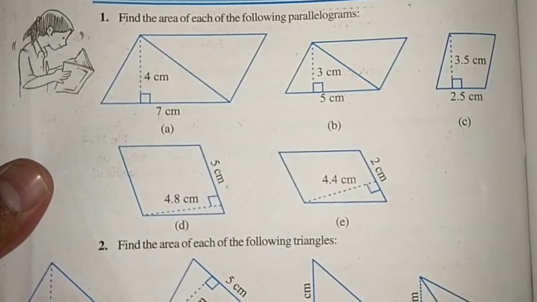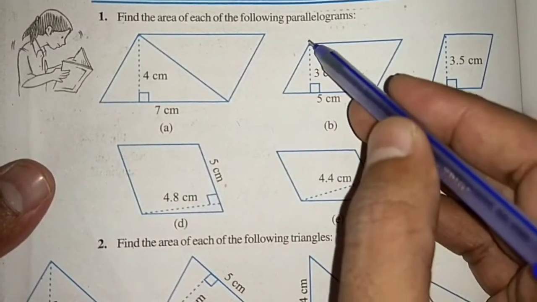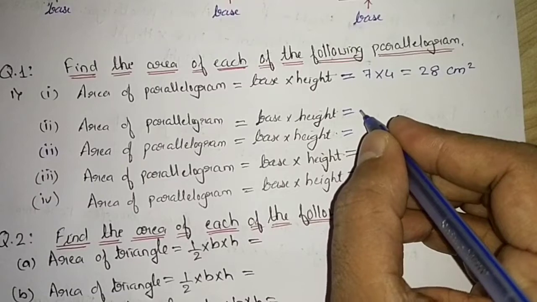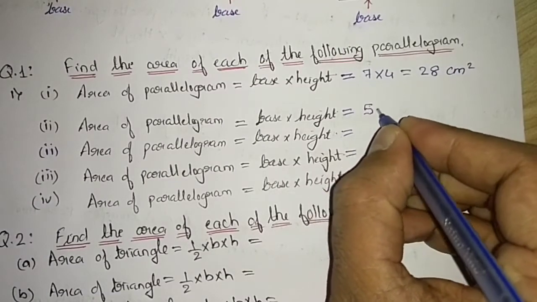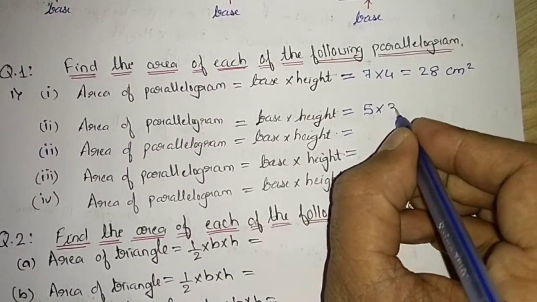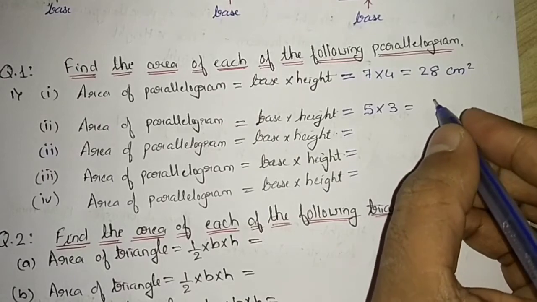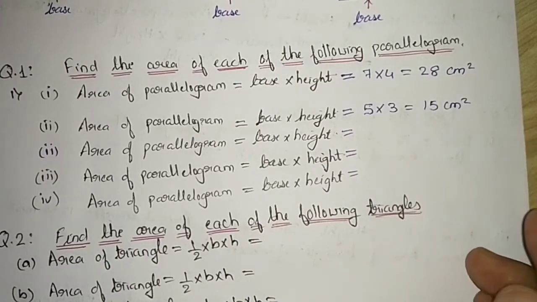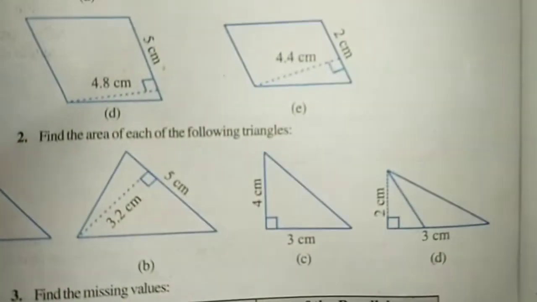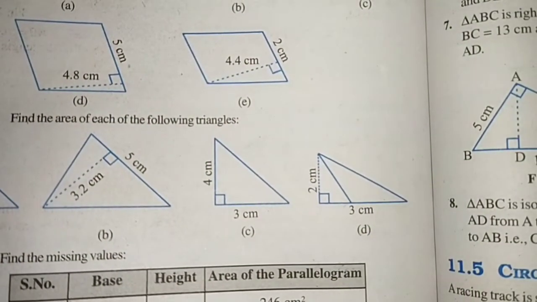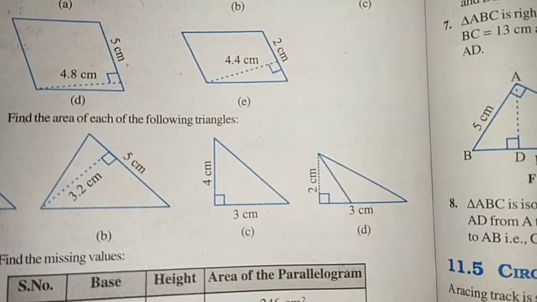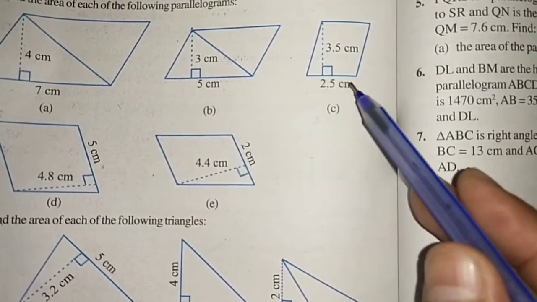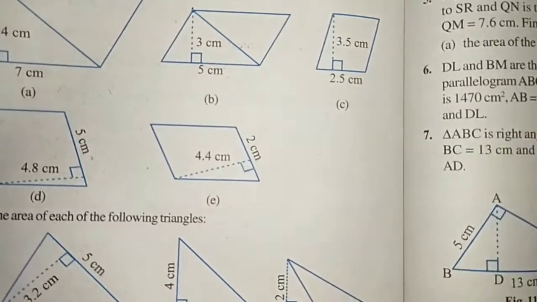Moving to the second question. Base is 5, height is 3. Putting in this formula, area of parallelogram is equal to base into height. Base is 5, height is 3. So it will give me 5 3s are 15 centimeter square. Moving to next question, that is part C. Part C is having 2.5 as base and height is 3.5.